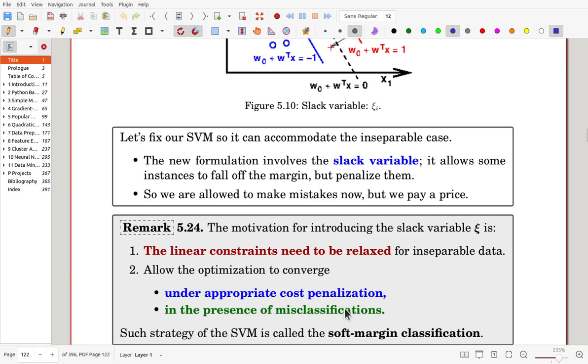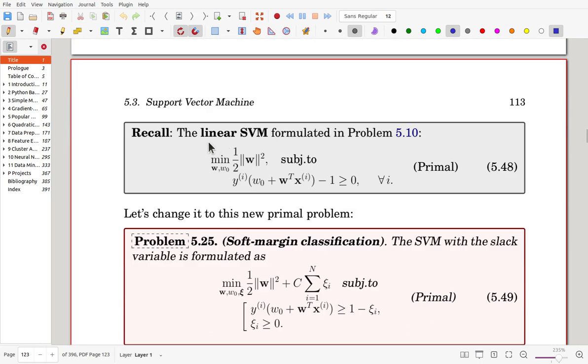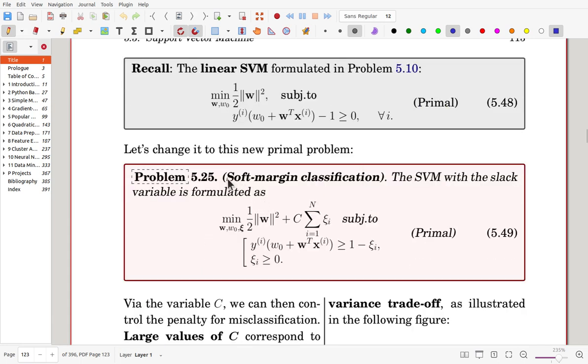Let's do it mathematically. First, we recall the linear support vector machine formulated in this equation: minimization of the W norm squared subject to the inequalities defined on each data point. Now, in soft margin classification, first of all, we relax this constraint. It can be moved to the other side so that this portion is larger than or equal to 1. Now, rather than 1, we put 1 minus psi i, non-negative. So this constraint is a relaxed constraint.